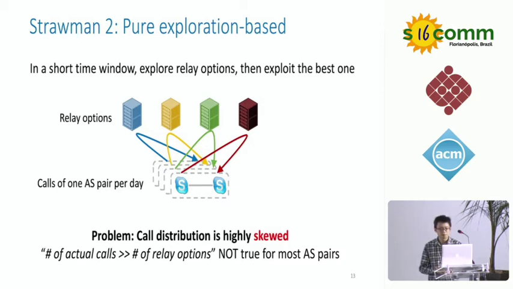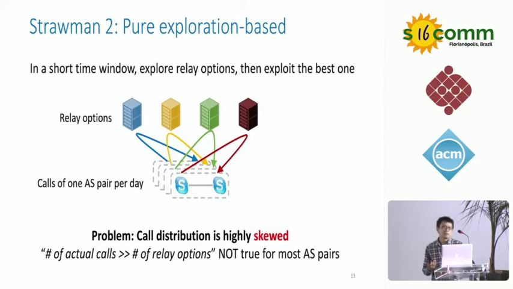This leads us to the second strawman, called the exploration-based method, where we look at a short time window, say several hours, instead of a long history. In a short time window, we have several calls between the same AS pair and several relay options. Without any prior knowledge, we want to use the calls to quickly explore different relay options, identify the best relay option, and exploit it. Here, we assume that each call only uses one relay option, and there's no active measurement involved.